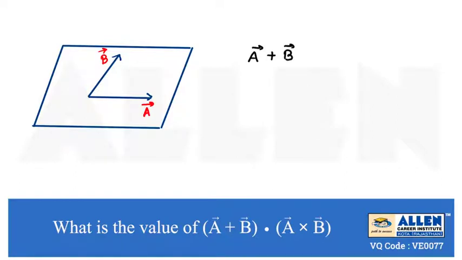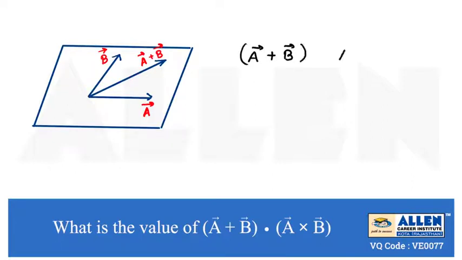So the result of this vector addition will lie in the same plane. Suppose it is represented like this. This vector represents the vector addition of a vector and b vector, so it will lie in the same plane as a vector and b vector. So this a vector plus b vector, the new resultant, will lie in the same plane.